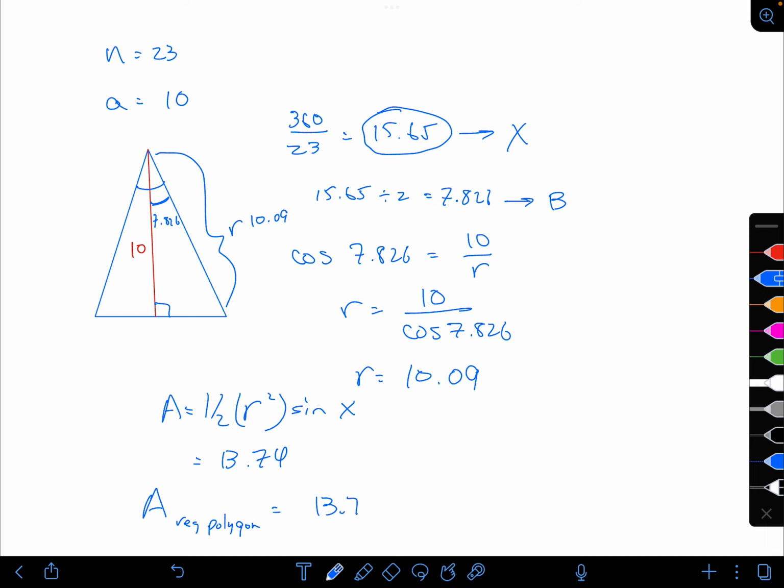And the area of that regular polygon then would be 13.74 times 23 triangles, which gives me 316.13 units squared. Okay, hope this makes sense, kids.